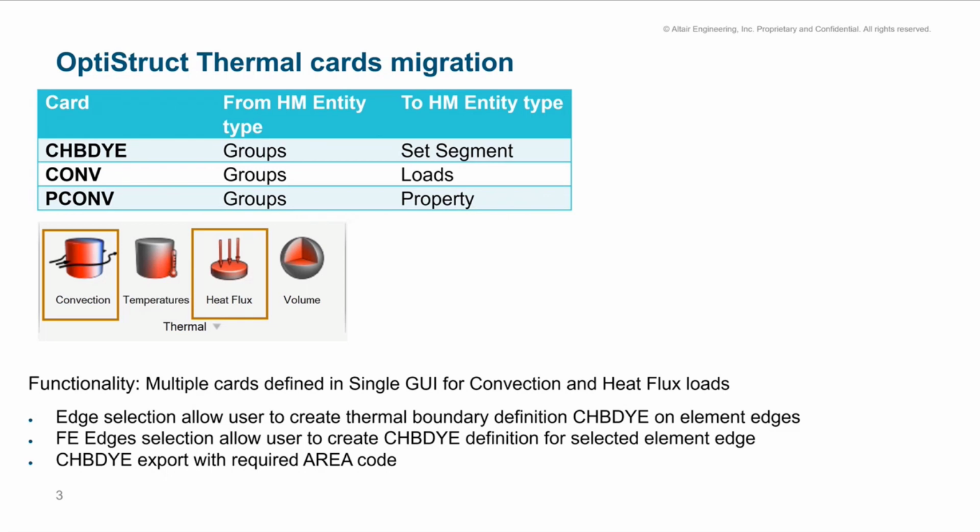And predominantly, we do allow the edge selections or the thermal boundary definition, that is the CHPDY elements on the element edges in case of 2Ds. And you could also create individual edges on individual elements. So CHPDY can be defined on individual elements as well based on the selected edges. Earlier, we never had these functionalities available as part of the panel, and now these have been exposed and enhanced as part of the new workflow.